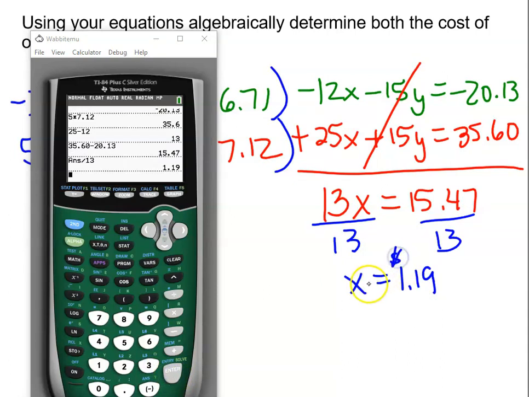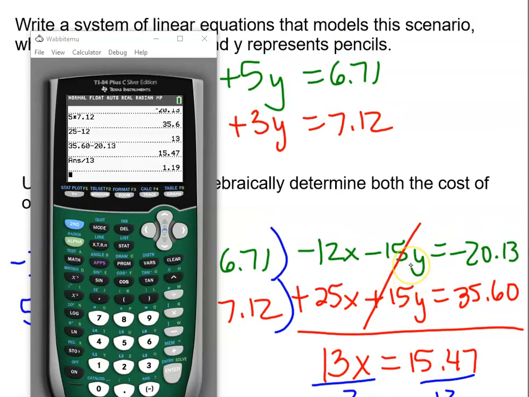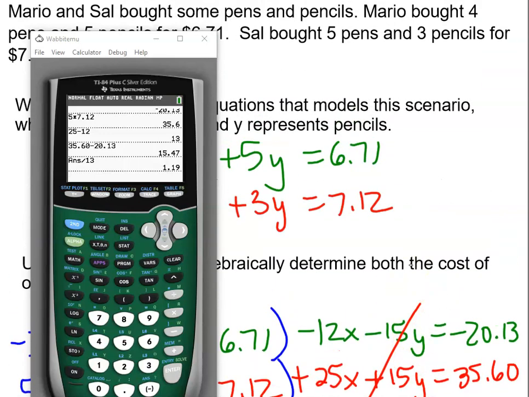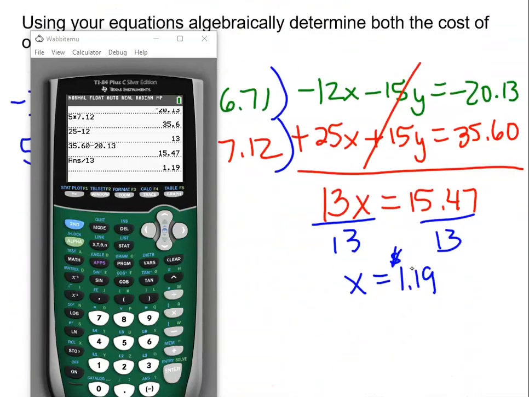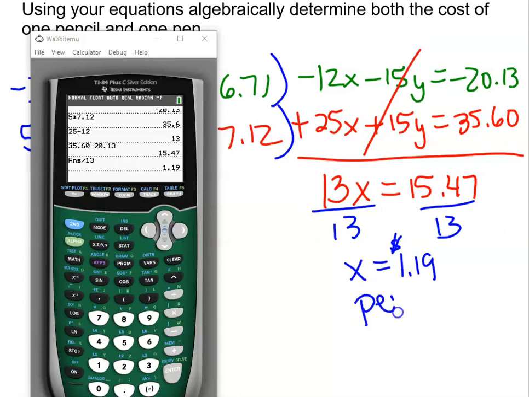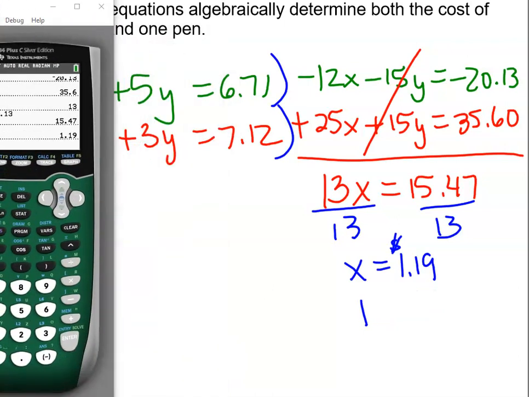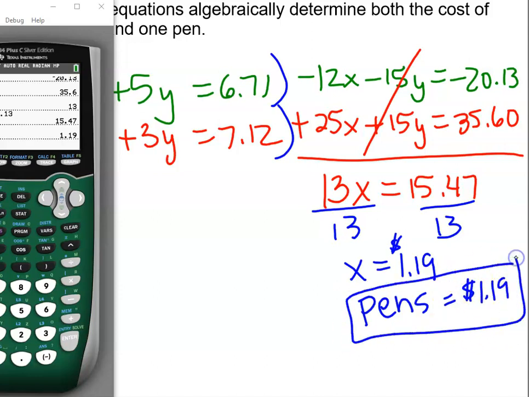And just because I don't even remember what x is equal to, I'm going to scroll up. I think x, I know I had to change it. x is pens, so I'm just going to make a note here. Pens cost, oops, got to do my undo button here. Pens equal $1.19. All right, I'm not totally done yet. I got to figure out how much my pencils cost.